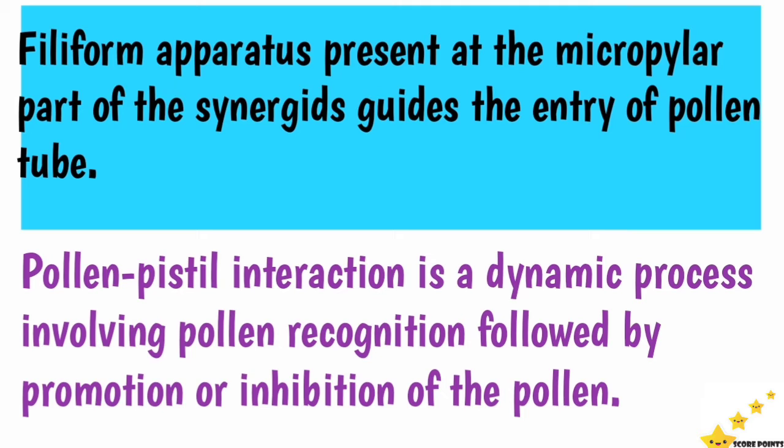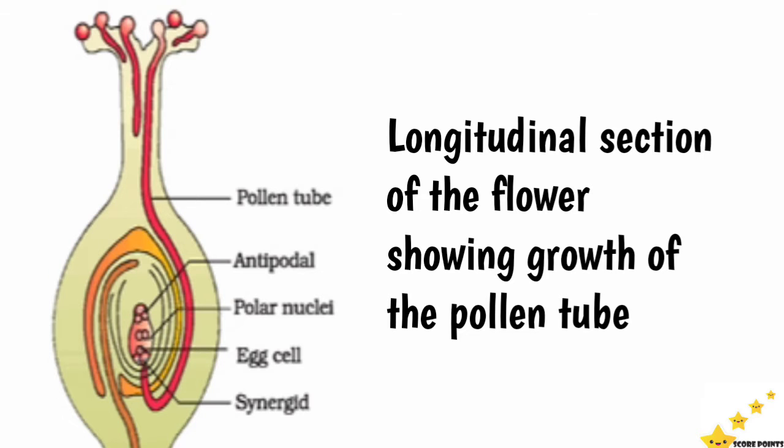Pollen-pistil interaction is a dynamic process. It involves pollen recognition followed by the promotion or inhibition of the pollen grain. Now we can see the longitudinal section of a flower showing the growth of a pollen tube. The pollen deposits on the stigma and then the pollen tube grows till the ovule, and the pollen is carried on to the ovule through the pollen tube.